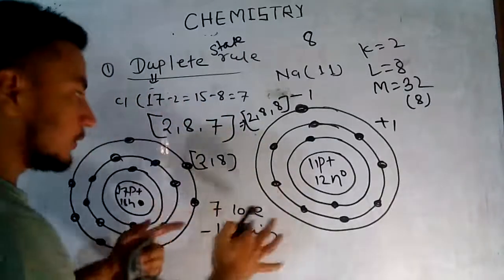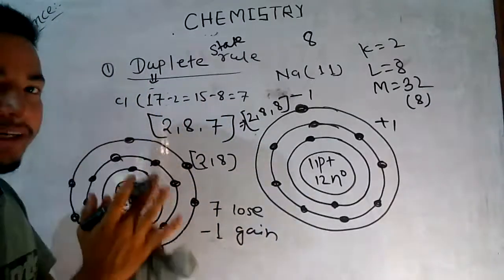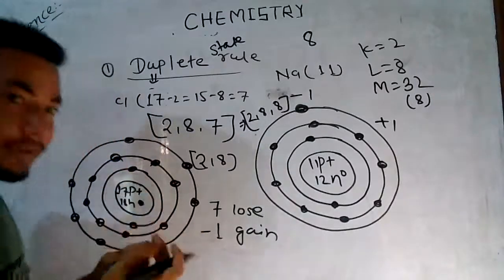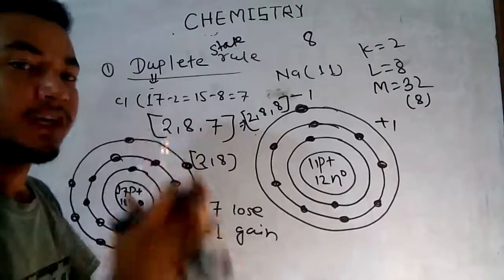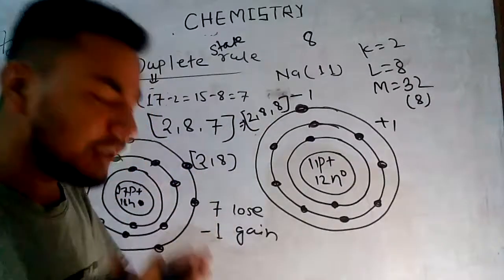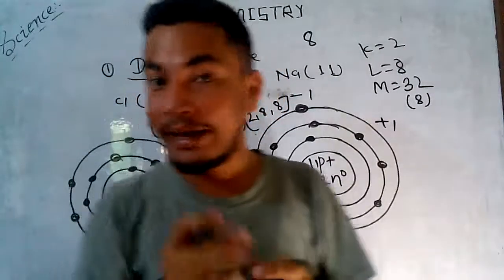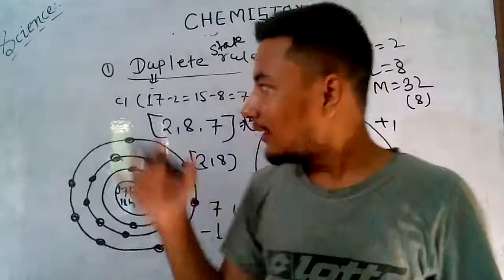Due to octet rules, chlorine possesses 7 electrons, so it wants to gain 1 electron rather than losing 7 electrons, because it is easy.